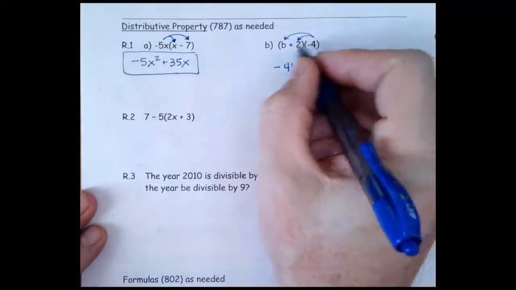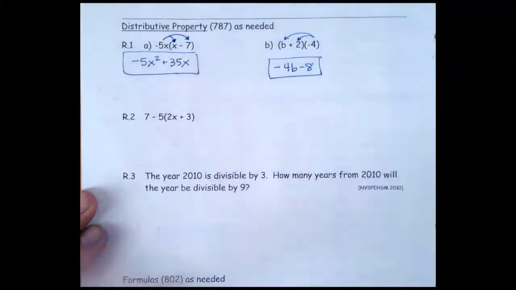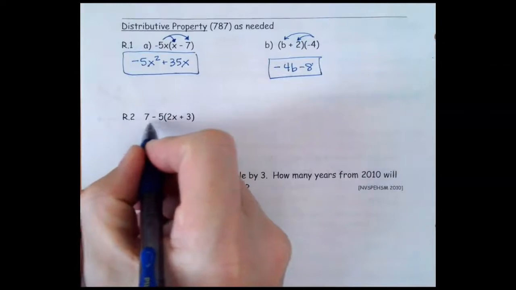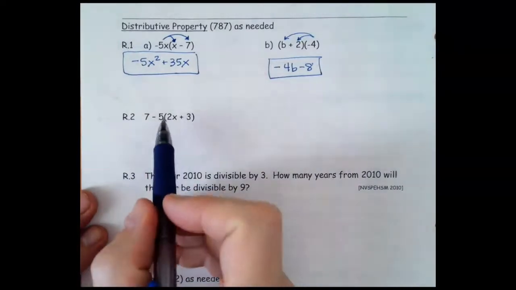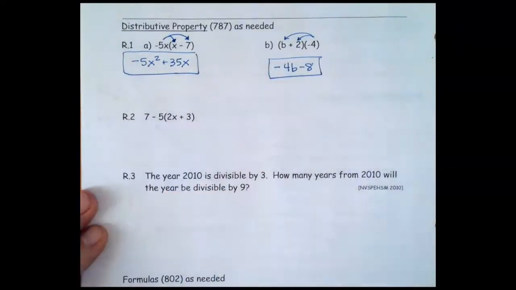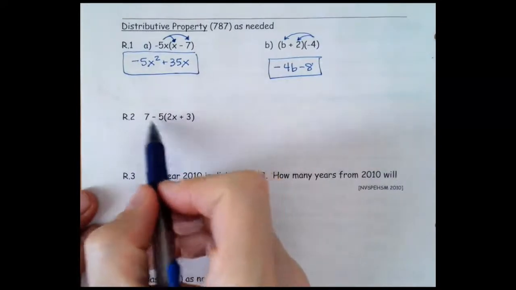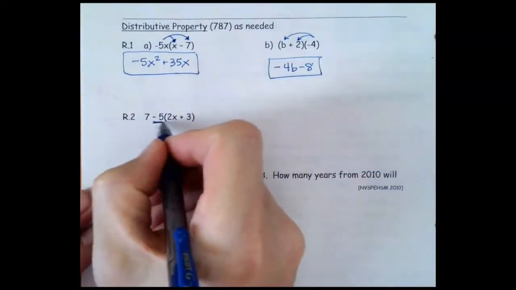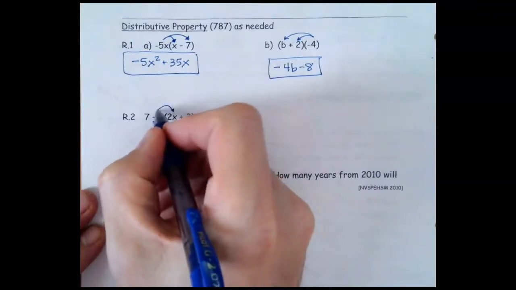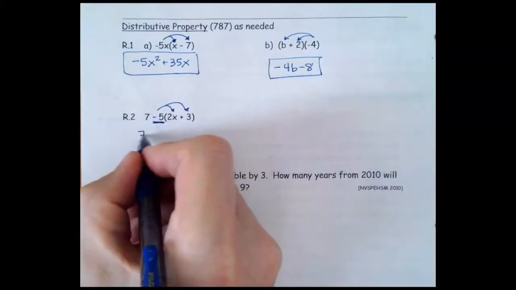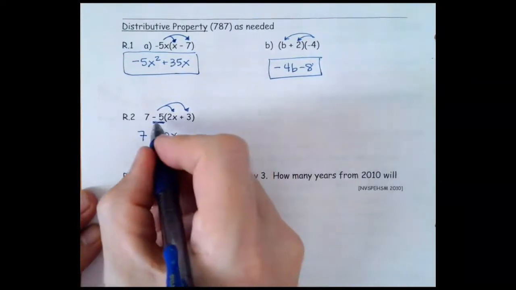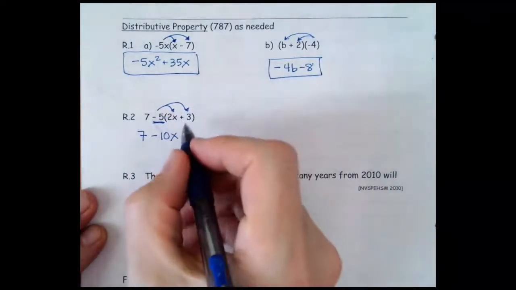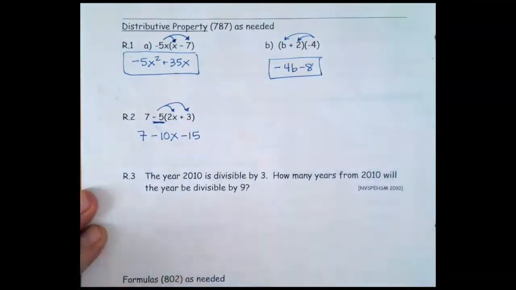negative 4b minus 8. Now down here, this is here because we see a common mistake. We see students take 7 minus 5. That's wrong. Okay, you should be using the order of operations. And the order of operations says we multiply before we subtract. So we should be multiplying this whole thing, negative 5, times both of these things. So we're going to have 7, and we have negative 5 times 2x, that's negative 10x. And we have negative 5 times positive 3, that's going to be negative 15.